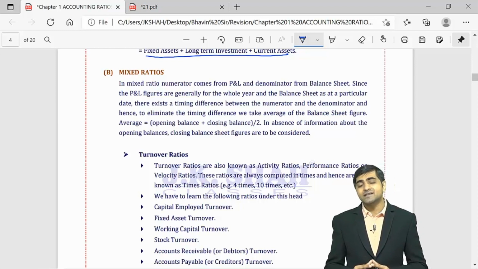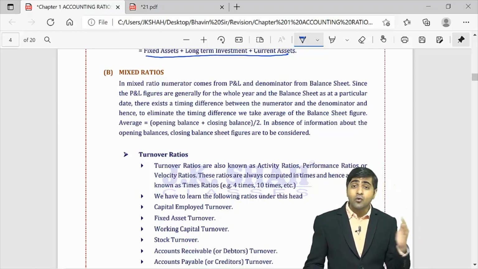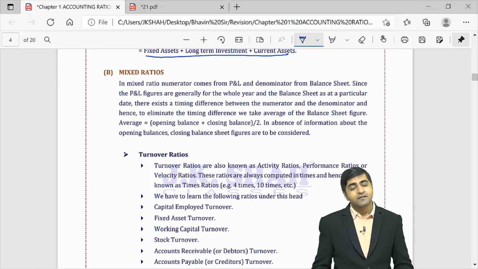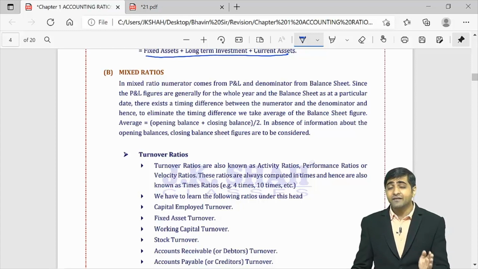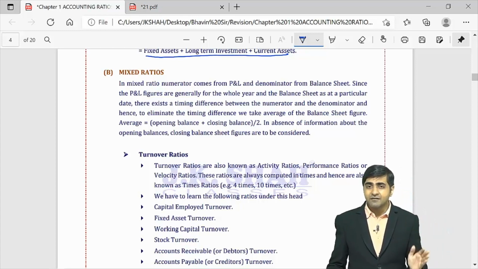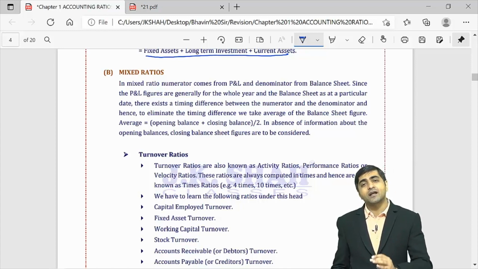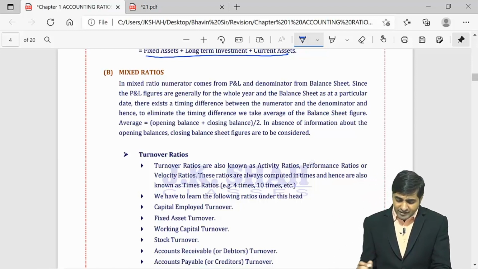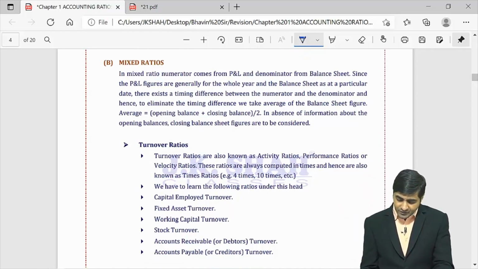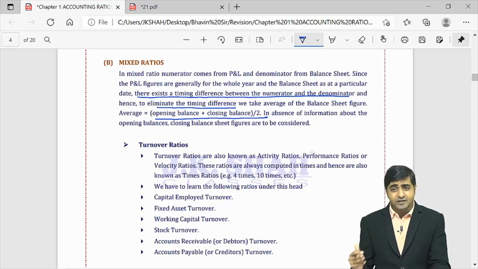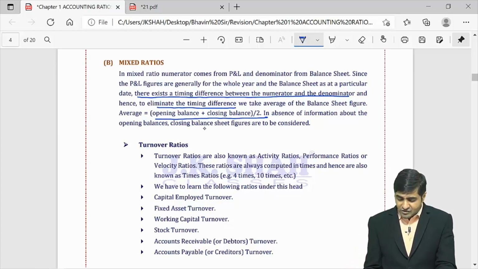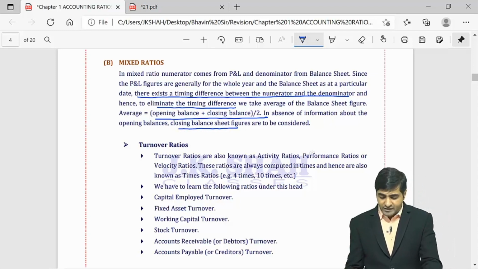Now sometimes in the question they will not provide you with the opening figures. So in such situations we have to consider only closing capital employed in the denominator. So when we don't have any opening balance sheet figures available, your closing itself is to be considered as your average in the denominator. Okay. So guys, we have to eliminate the timing difference. So as you can just check here, there exists a timing difference between numerator and denominator, and to eliminate the difference we have to take the average, which is opening plus closing divided by 2. And in the absence of information, only closing balance sheet figures should be taken.